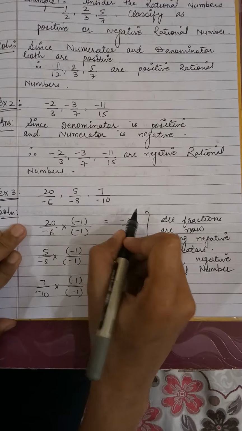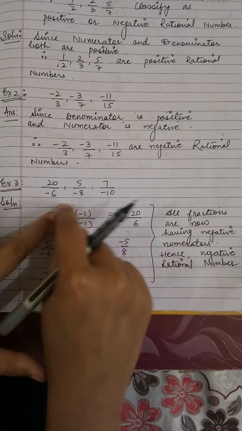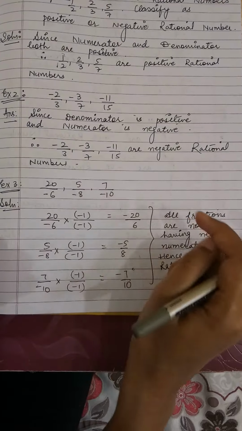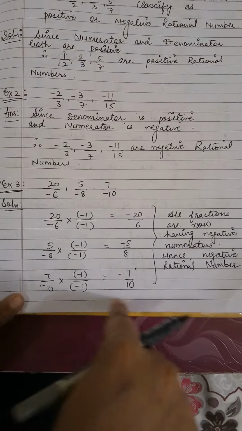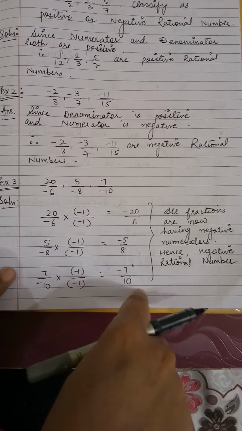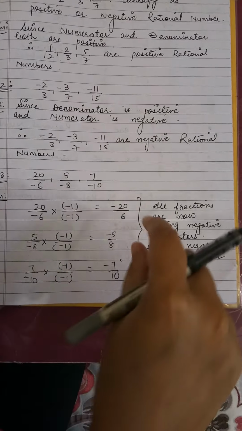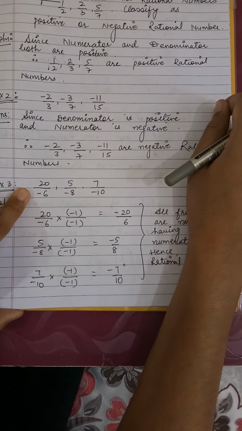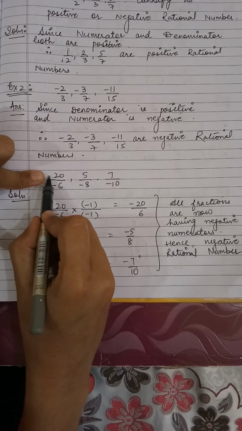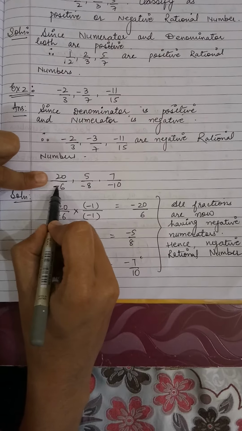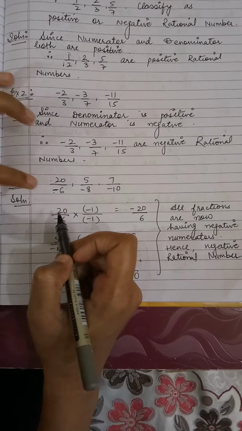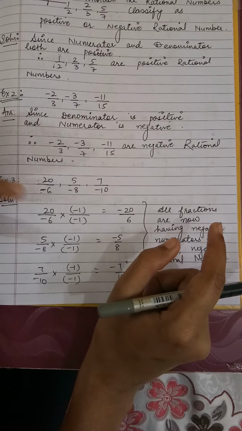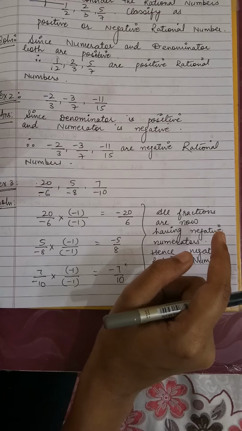Now in example 3, if you look at the question, you will identify that these all are negative rational numbers, but in writing, how are you going to show that these are negative rational numbers? This is how it is represented. While writing, we express it like this. But how is it negative? Because the numerator is plus and the denominator is negative. What is plus minus? Minus, so that means it is negative. Basically, if there is only one negative sign, it is going to be a negative rational number.